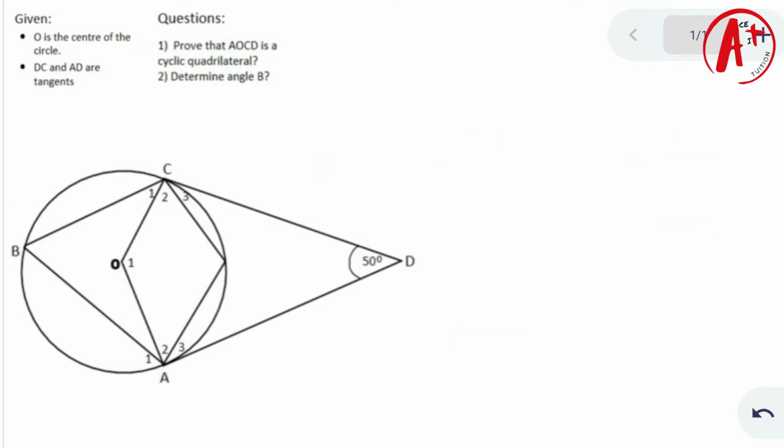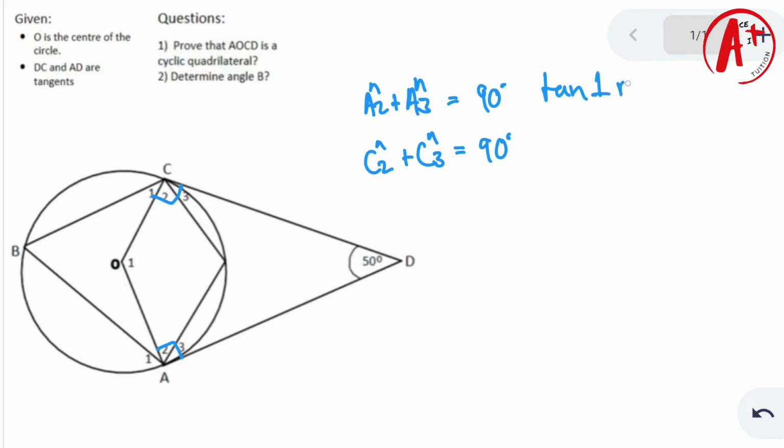Now, because we know that O is the center and the lines AD and CD are tangents, OA has to be the radius, and the angle between a tangent and a radius is 90 degrees. So that would make angle A2 and A3 90 degrees, as well as angle C2 and C3 90 degrees. And the reason for both of them would be tan perpendicular to radius.